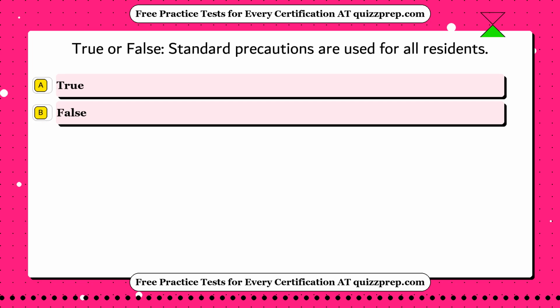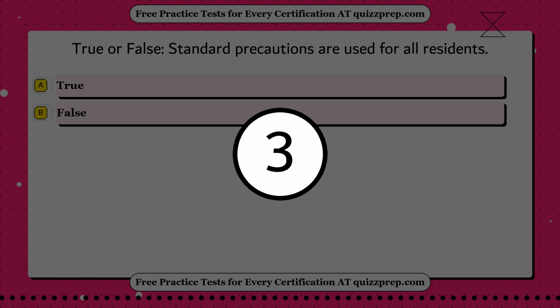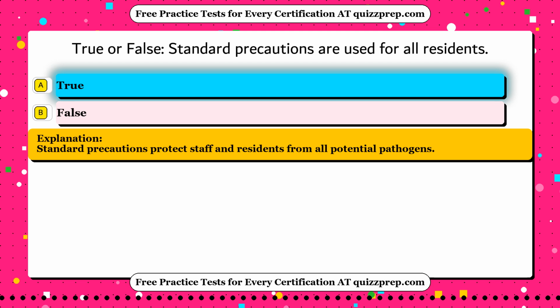Question 129. True or false, standard precautions are used for all residents? Option A, true. Option B, false. The correct answer is option A, true. Standard precautions protect staff and residents from all potential pathogens.